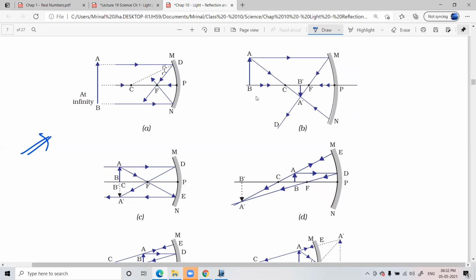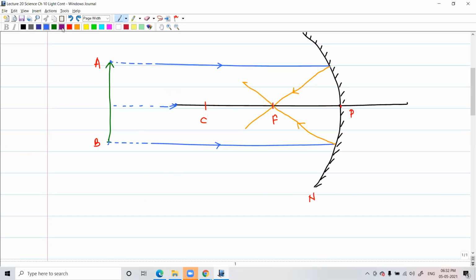So you don't need to show that for all the diagrams. You can just draw parallel light coming through the focus like that. If you have enough time, you can show that. This is following the law of reflection. So this angle you can call it as I. This angle here you can call it as R. Okay, so enough of the diagram.